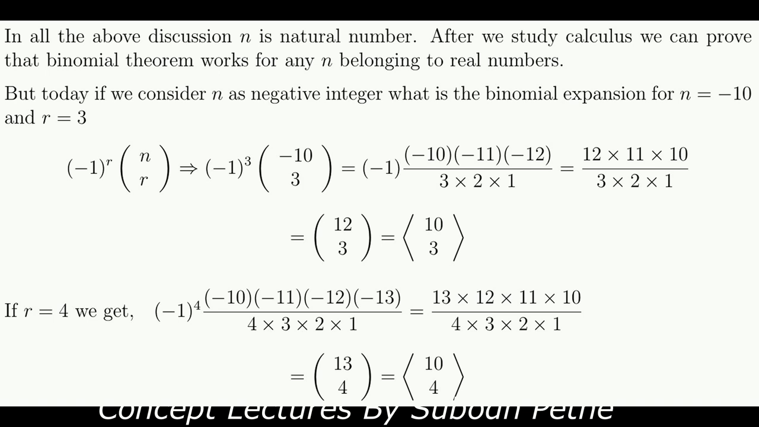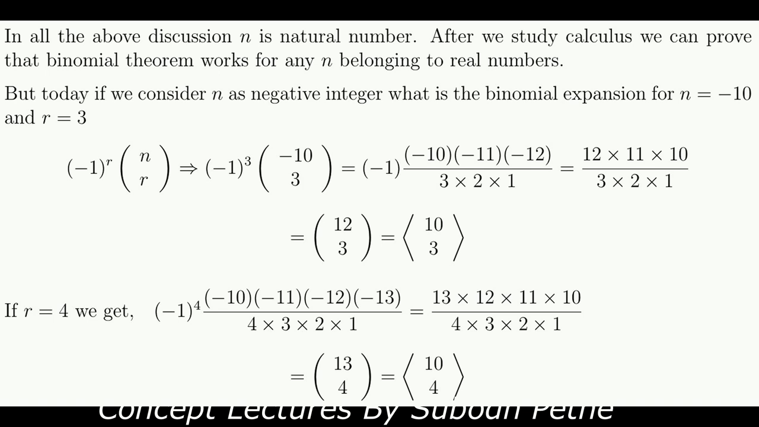After we study calculus, we can prove that the binomial theorem works exactly similarly for n being a real number. Today we will consider n as a negative integer and we will try to figure out the binomial expansion. Suppose we take n equal to minus 10 and r equal to 3. So (minus 1) raised to r, n choose r, will be (minus 1) raised to 3, minus 10 choose 3. Actually, minus 10 choose 3 doesn't have any meaning in binomial expansion, because how can we select 3 objects from minus 10 objects? It doesn't have any meaning.